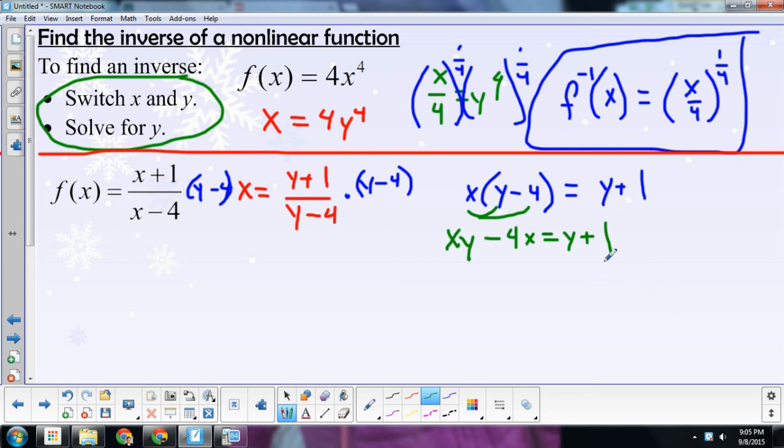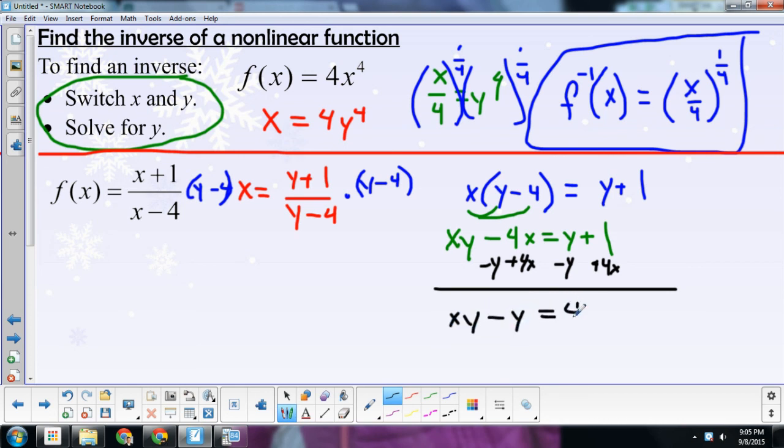Now, y here, y there. Let's get the y's together on one side or the other. So my next step is going to be to subtract the y from both sides, and I'll also add the 4x to both sides so I can move that around to the other side. So we're trying to get y's together on one side, everything else on the other. So here's what we got left: xy minus y equals 4x plus 1.